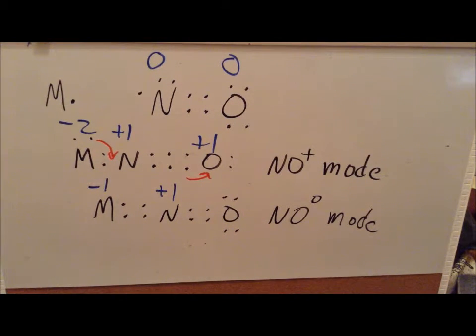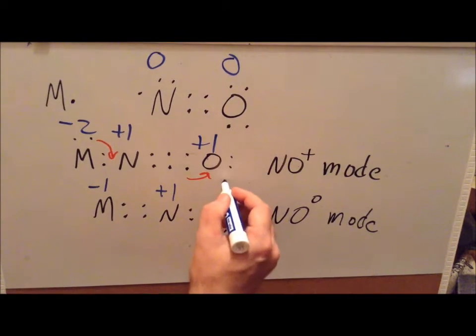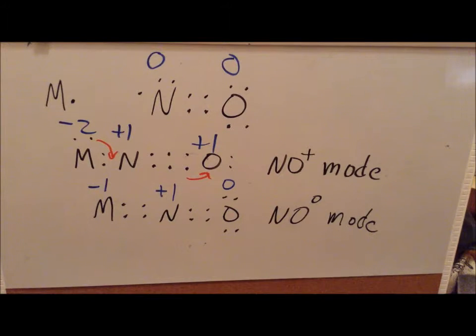Last but not least, we can calculate the formal charge on oxygen. Oxygen has 2, 4 lone pair electrons, 2, 4 bonding electrons. So since it starts with 6 valence electrons, 6 minus 4 is 2, minus 1/2 of 4, minus another 2, gives us a formal charge on oxygen of 0 in this particular bonding mode, which we call the NO neutral mode. So we went from NO plus to NO neutral.